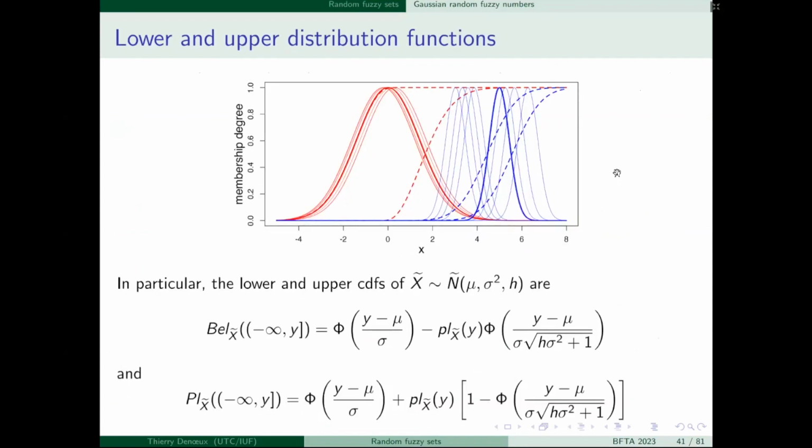In particular, we can compute what we can call a lower cumulative distribution function and an upper cumulative distribution function. The lower CDF is the degree of belief that x is less than y, so the degree of belief in the interval minus infinity, y. We define the upper CDF as the plausibility of those intervals minus infinity, y. So you have two CDFs, a lower one and an upper one. I draw them for the blue and the red cases.